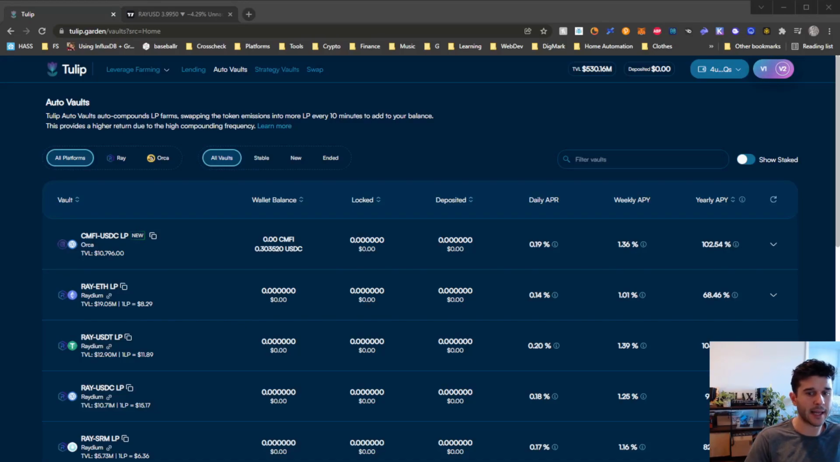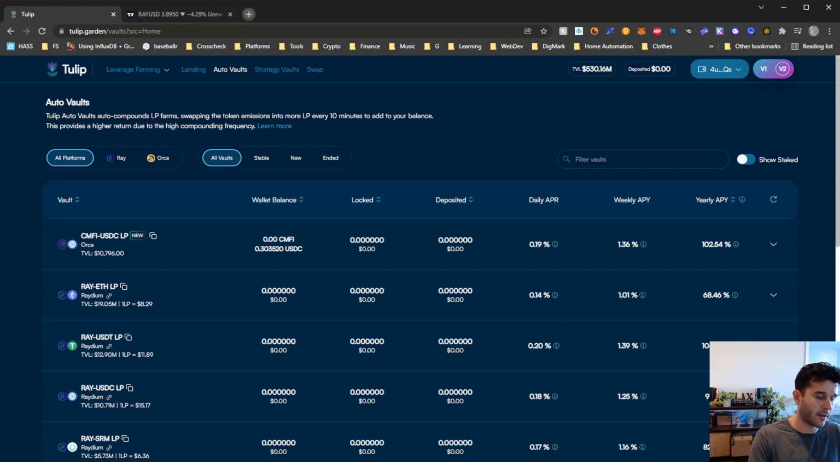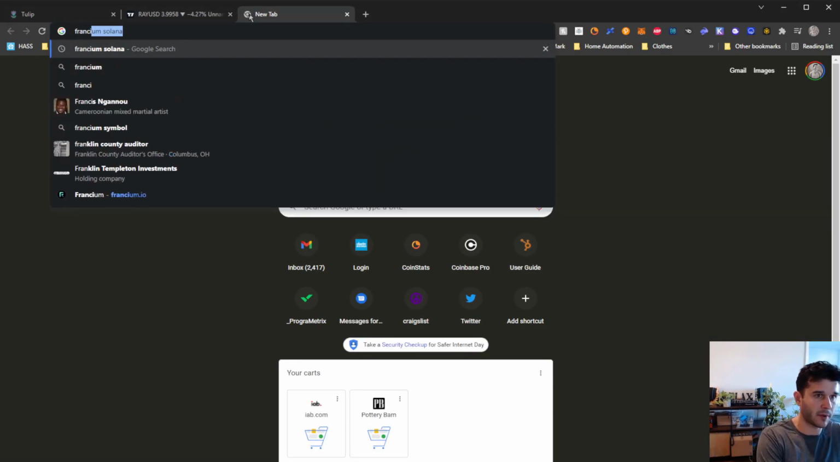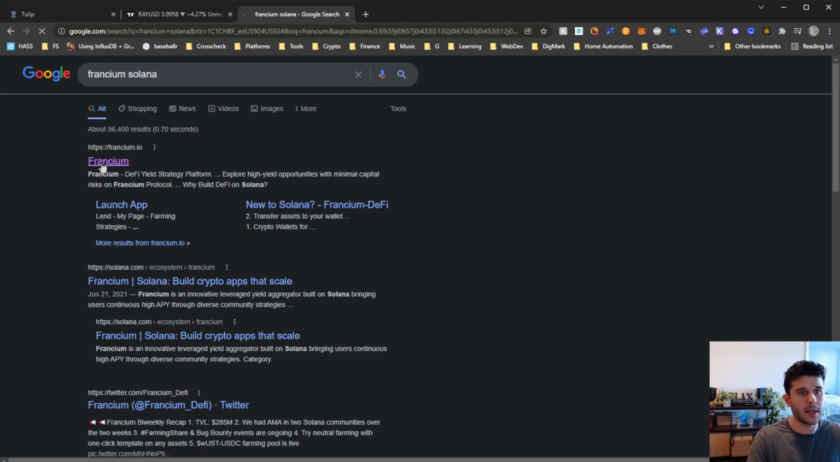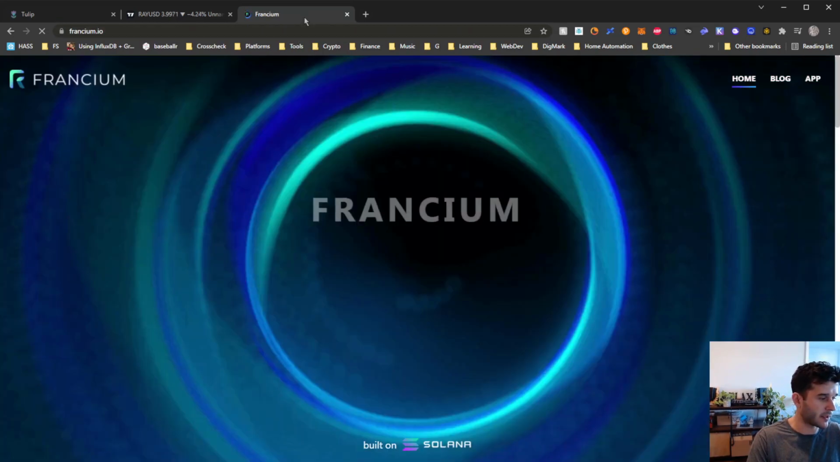Today we're going to look at leveraged yield farming. We're going to do it through the lens of Tulip Garden, which is on Solana. There are many other leveraged yield farming protocols. Francium is one of them. There is also Alpha Homora, which is on Ethereum and Avalanche.